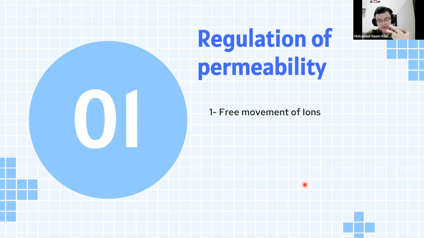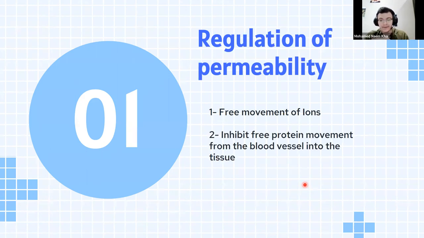The second thing I expect you to know about the endothelium is that it inhibits protein movement. So no protein from inside the blood should get out to the interstitium or the surrounding tissue without the endothelium allowing it. Let's start with this idea that protein does not move. It's always inside the blood and does not get out. Then we're going to show you how it goes out. But till now, at the start of the lecture, let's make it clear.